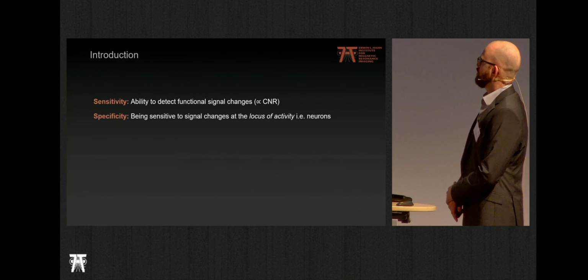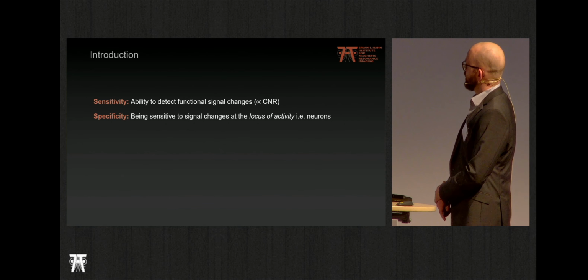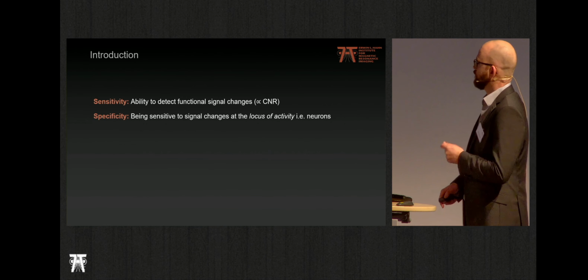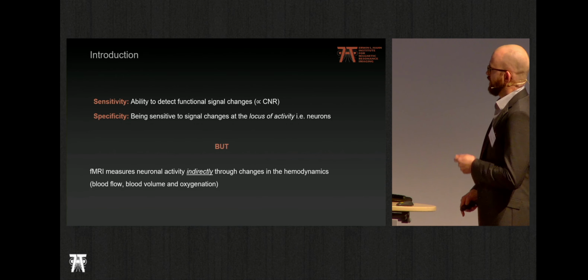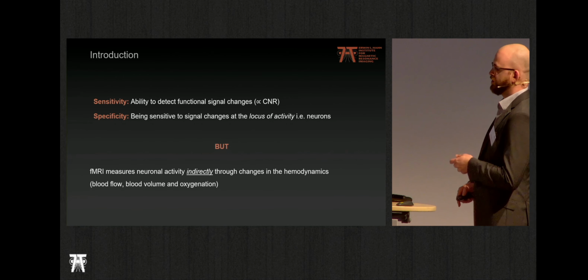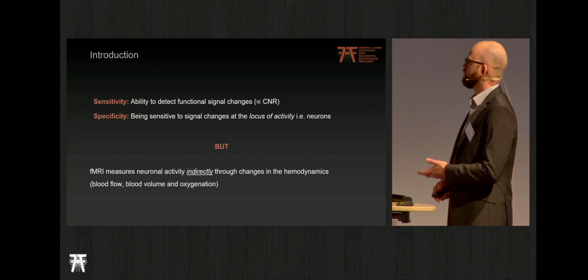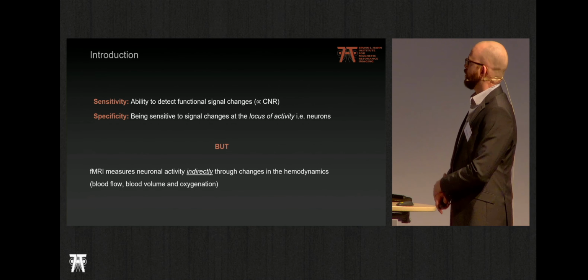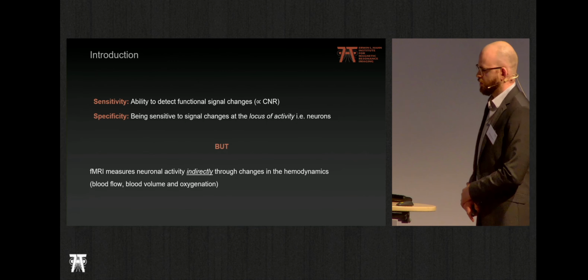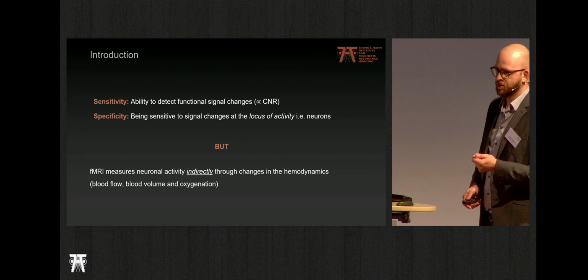With specificity, I mean being sensitive to the signal changes at the locus of activity, i.e. the neurons. But fMRI in general only measures activity indirectly by tracking changes in the hemodynamics, so changes in blood flow, blood volume, and oxygenation. Hence, it is imperative to look at the vascular architecture.